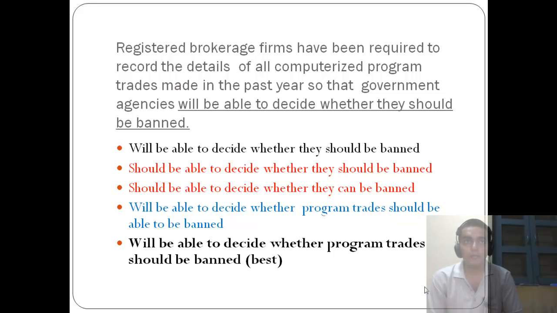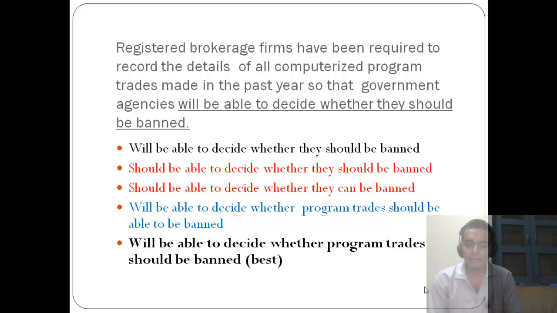So this ambiguity needs to be removed. So let's look at the options. "Should be able to decide whether they should be banned," "should be able to decide whether they can be banned." Again, having the same problem, the ambiguity problem is not solved. Then, "we'll be able to decide whether trade should be able to be banned," and "we'll be able to decide whether program trade should be banned."